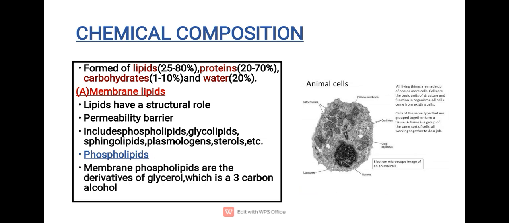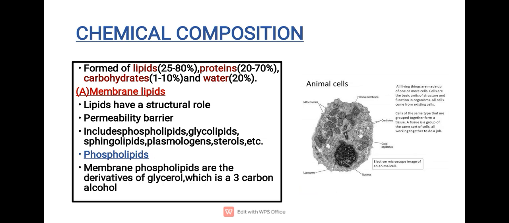And we'll just learn about the chemical composition. It's formed of lipids, proteins, carbohydrates, and water. So there are membrane lipids. Lipids have a structural role and form the permeability barrier. They include phospholipids, glycolipids, sphingolipids, plasmalogens, sterols, etc.